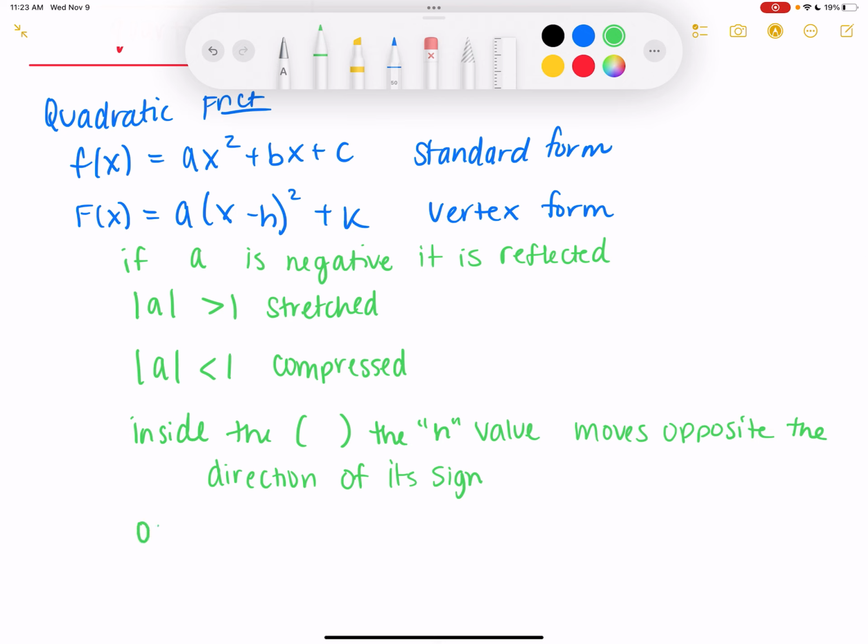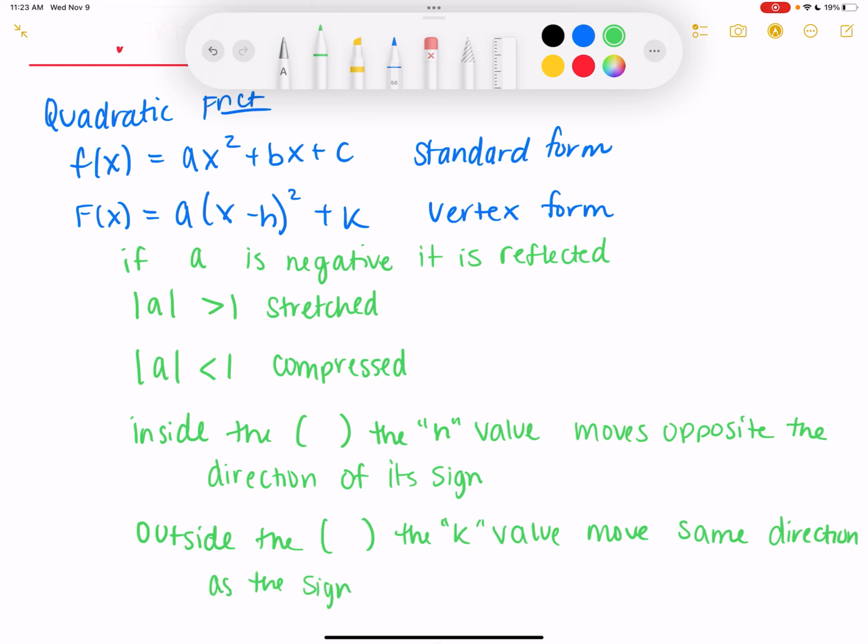Outside the parentheses, the k value moves the same direction as the sign. So positive k, the way that it's written, moves up, negative k moves down.